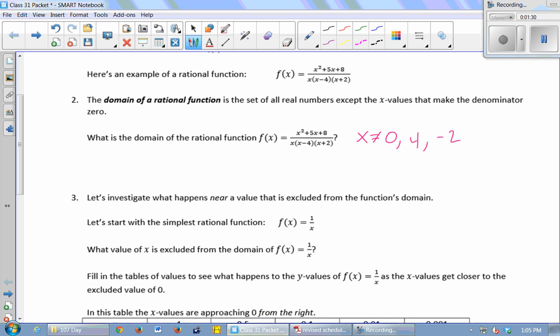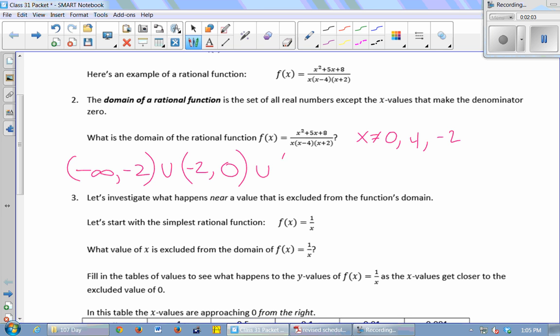So if I was going to write my domain in interval notation, I would start as far left as I can, negative infinity. And then I would put comma and go up to the smallest x value, which is negative 2, right? And then put an open parenthesis, because that means don't include the negative 2. And then I would union that with negative 2, but not including the negative 2, up until 0. Don't include the 0, because I can't put 0 in.